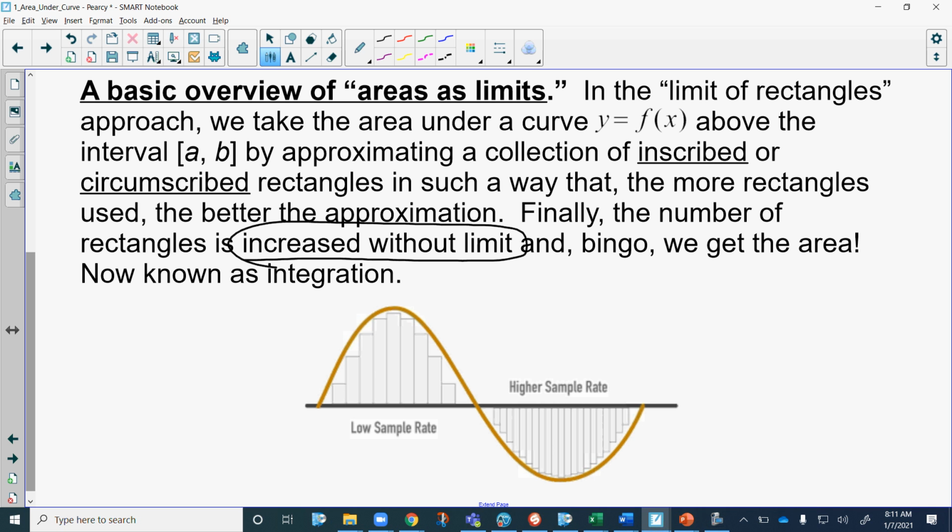And in this case, if we increase the sample rate, or the number of rectangles underneath the curve, to infinity, then that essentially is going to get us the exact area underneath the curve, and that is what we're thinking of as integration in calculus.